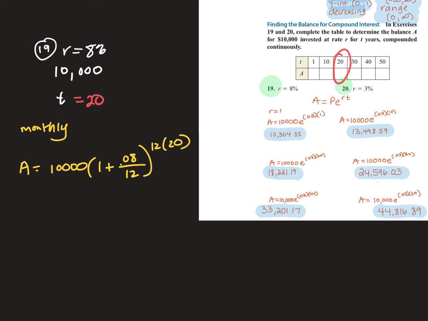So 10,000 times (1 plus 0.08 divided by 12) to the 12 times 20. Okay, $49,268.03. That would be if it was monthly.